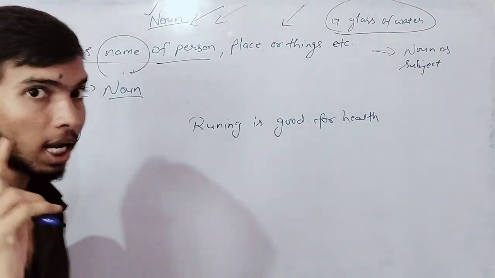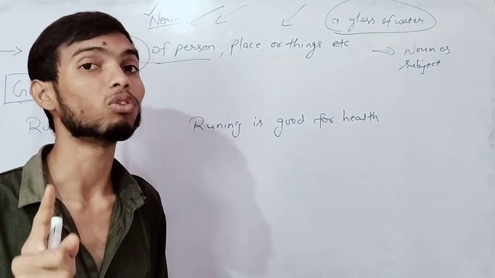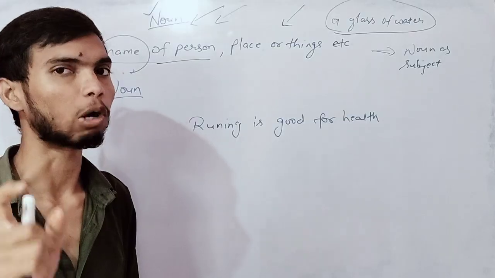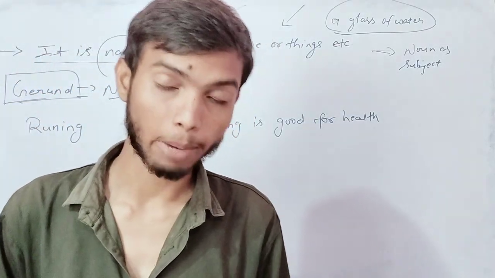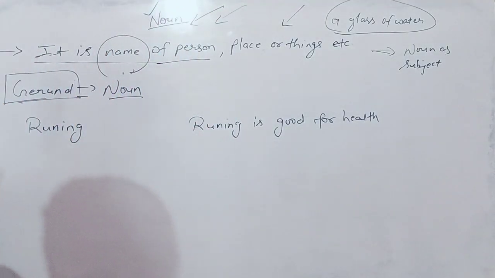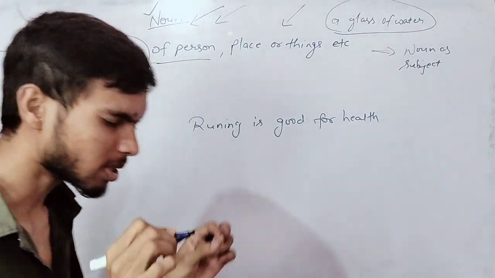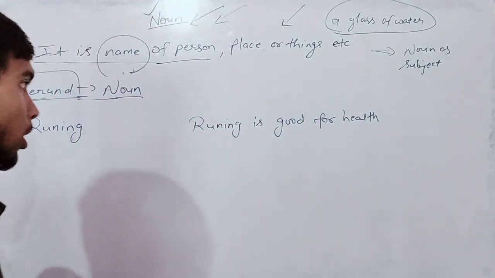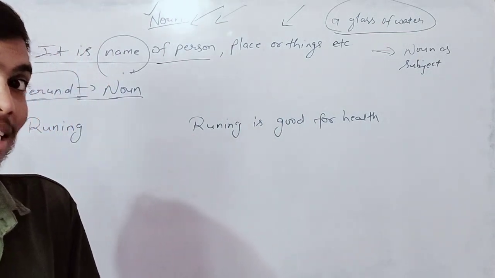Again, I would like to remind you that we are understanding the concept of noun. I'm not going out of context at all. Here, gerund noun. We are understanding types of noun. It is a noun, but which type of noun? You would say gerund.